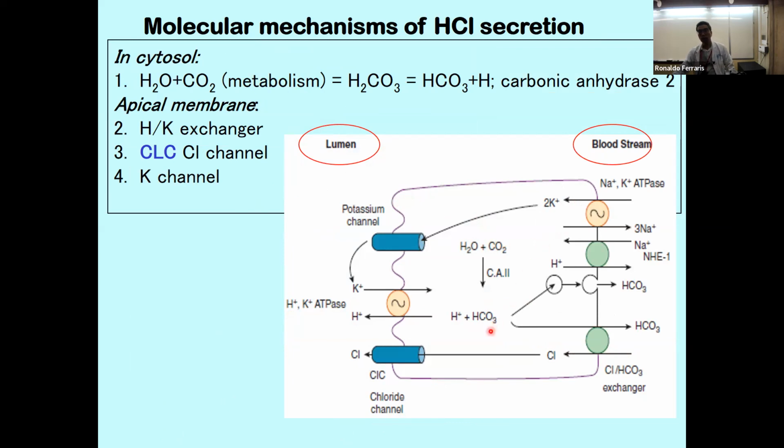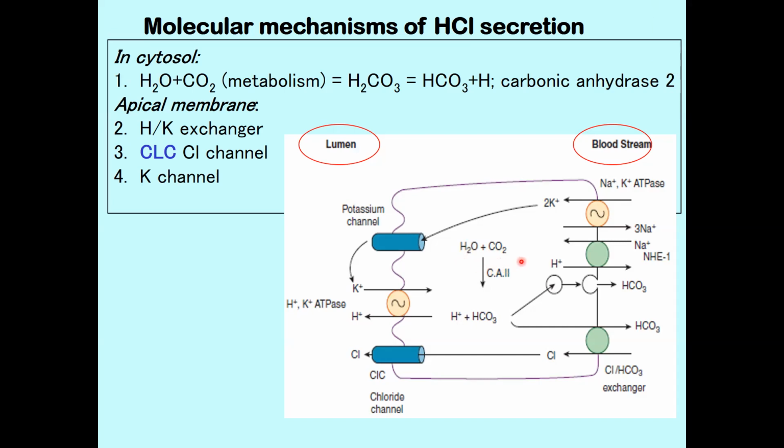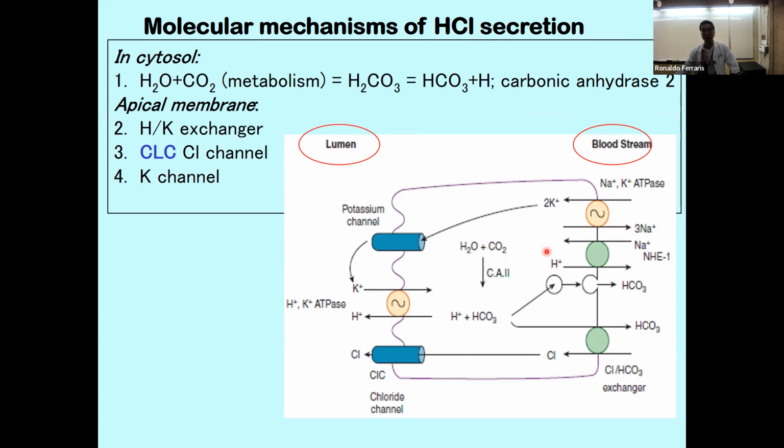So how does a parietal cell secrete protons? We begin with the simple ingredients, water and CO2. I mentioned to you that the parietal cell is a very metabolically active cell. So in other words, it's making a lot of CO2.